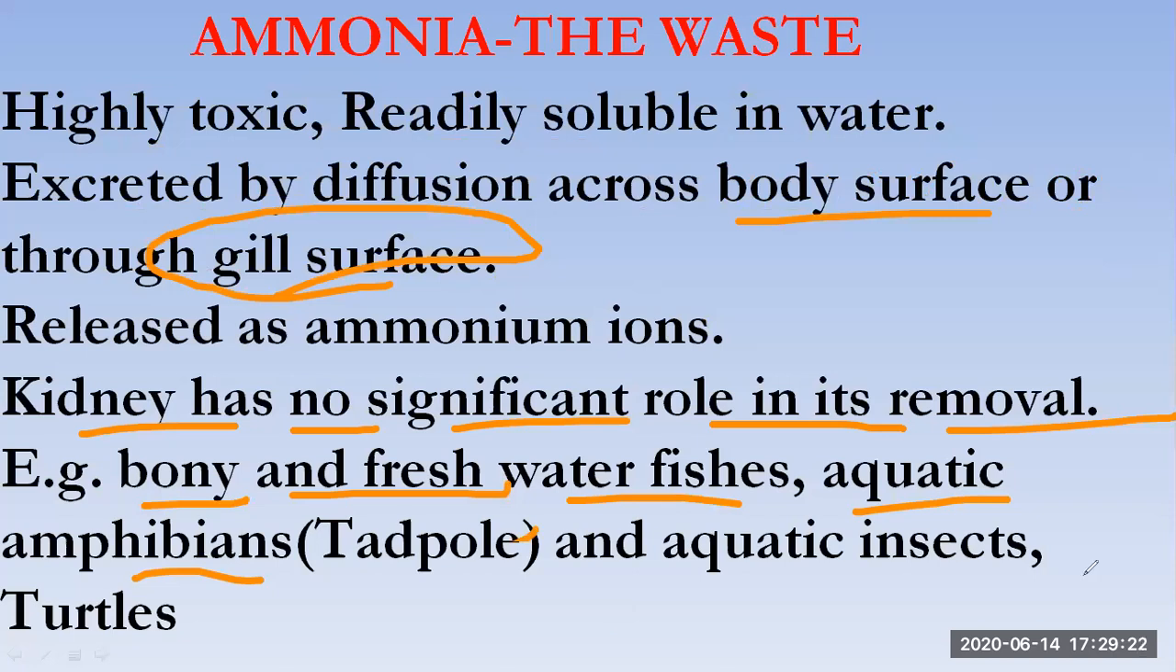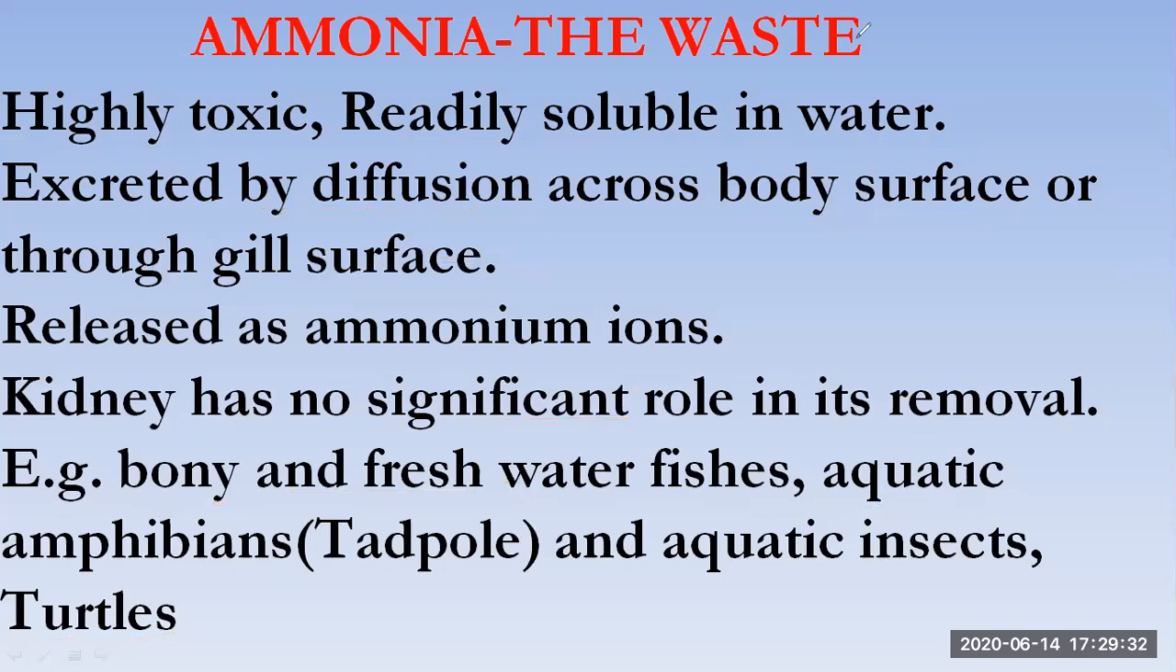Aquatic insects. That means prawn. You know very well prawn. So this is also aquatic. And here turtles. So turtles, these are the example of the ammonotelic animal. So now we will see next.